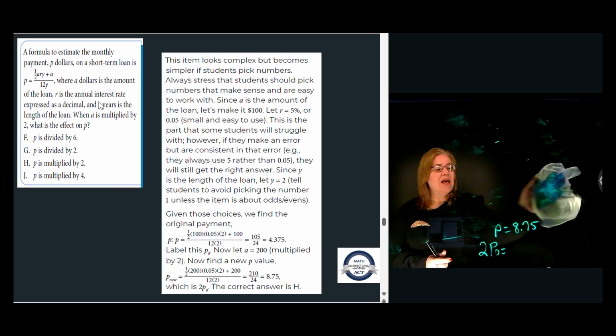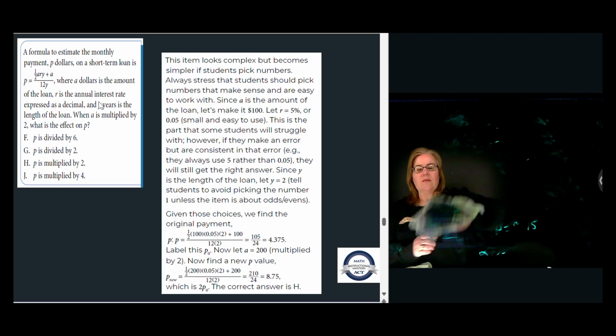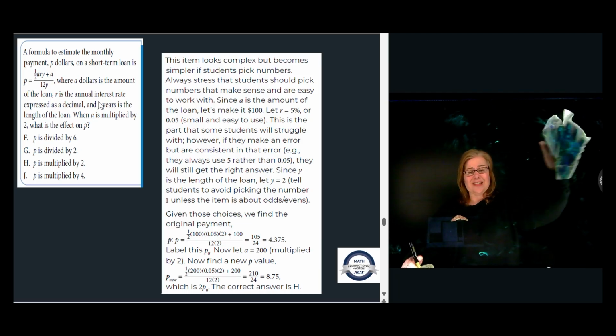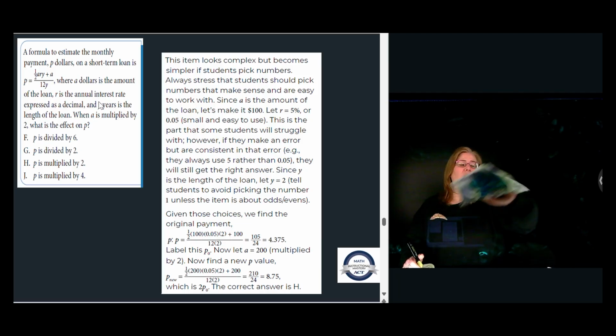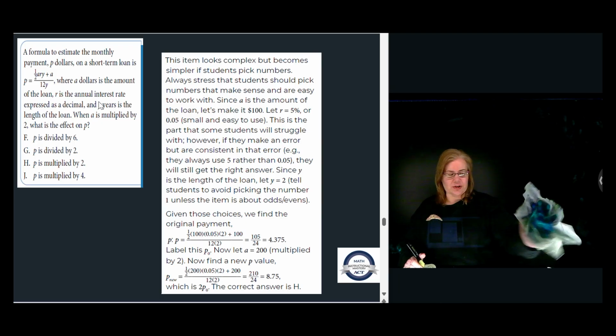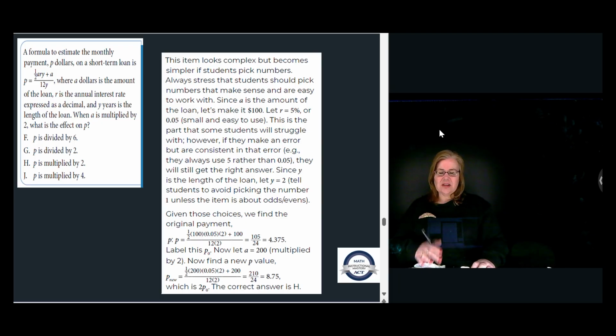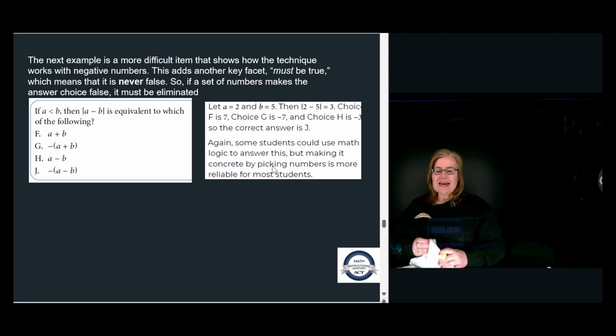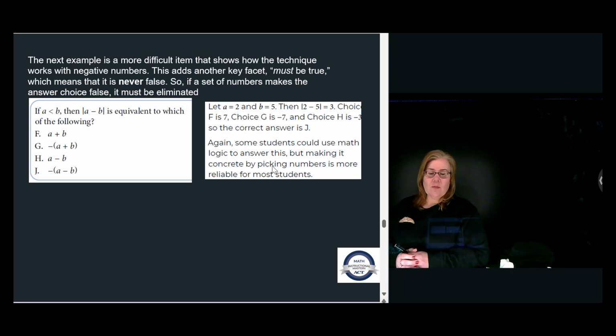So just picking a number and plugging in what you know for the variables and then just plugging that into your calculator, 9 times out of 10 will help you find that correct answer. All right, so let's look. The next example is a more difficult item, when it shows the technique works for negative numbers. Now, we always got to remember about those negative numbers.